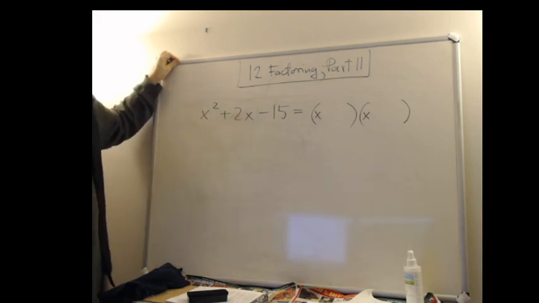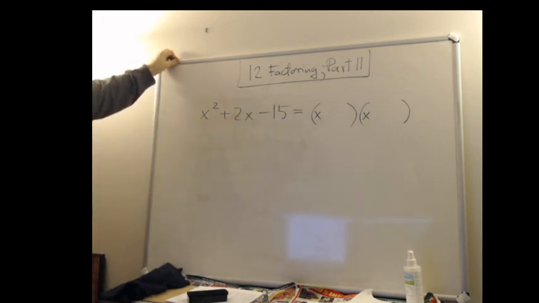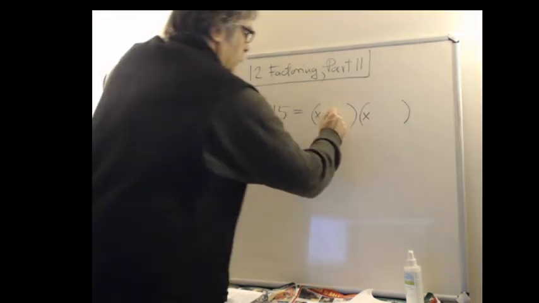That's pretty much it. So 1 and 15 would never in any kind of combination give you a sum of 2, but 3 and 5 could if one of them is negative, right? So negative 3 and positive 5 will give you a sum of 2, and that's what you need.